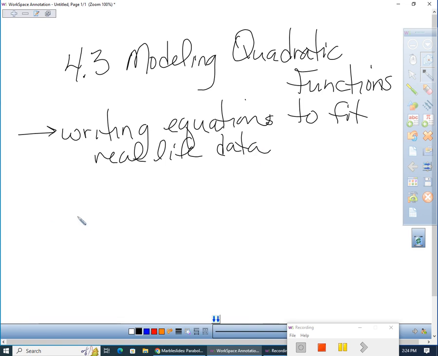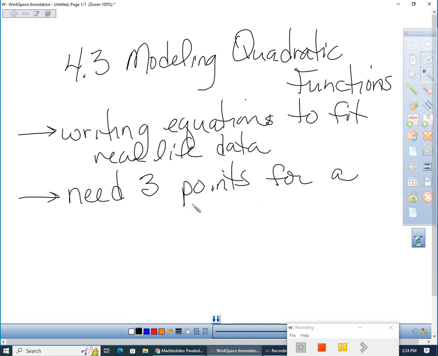Now, if you recall, back in geometry, you needed 2 points to make a line, right? So how many points do you think we need in order to make a quadratic? 3, yes. We need 3 points. It has to be able to show that it's turning, right? All right.